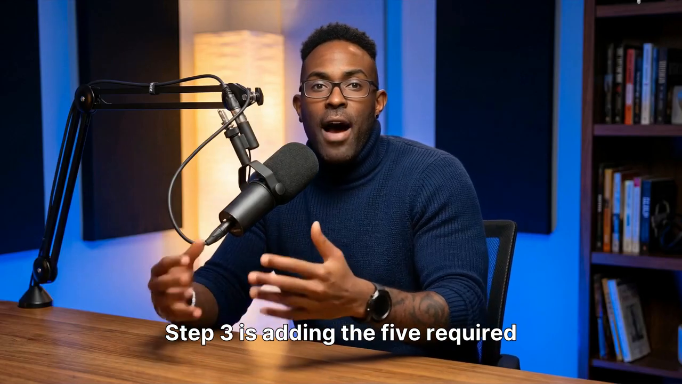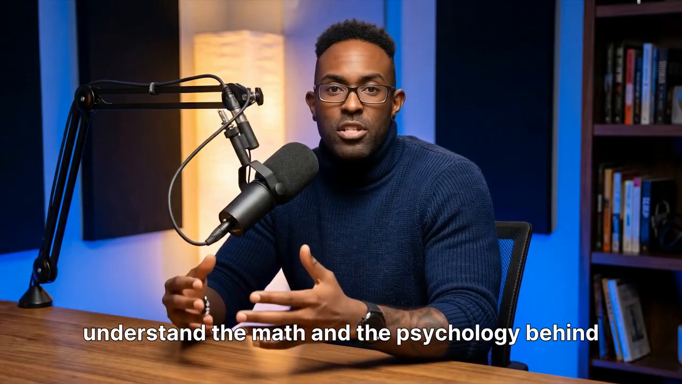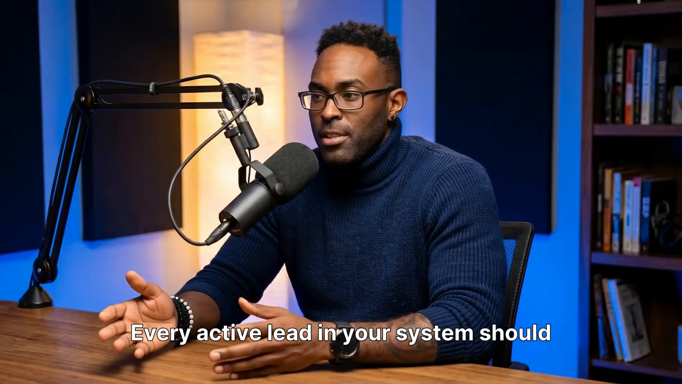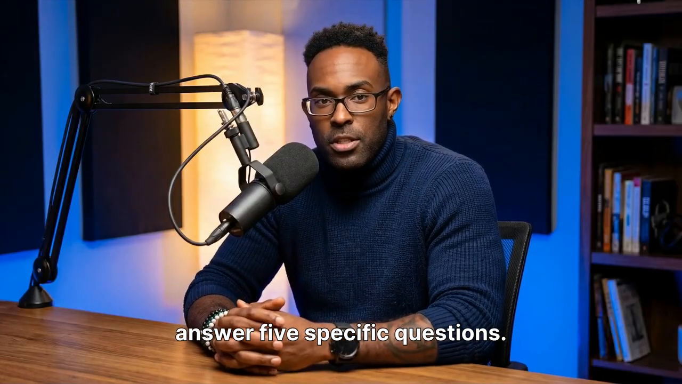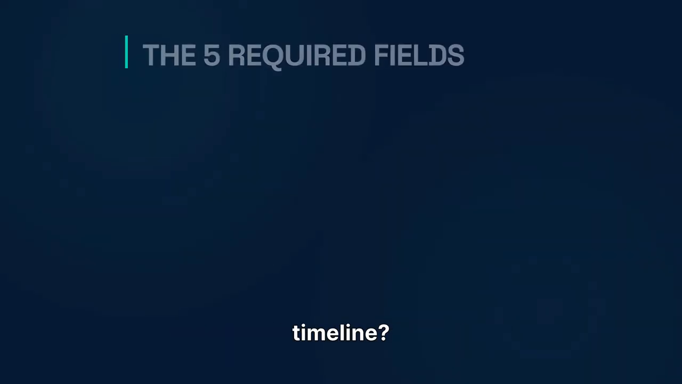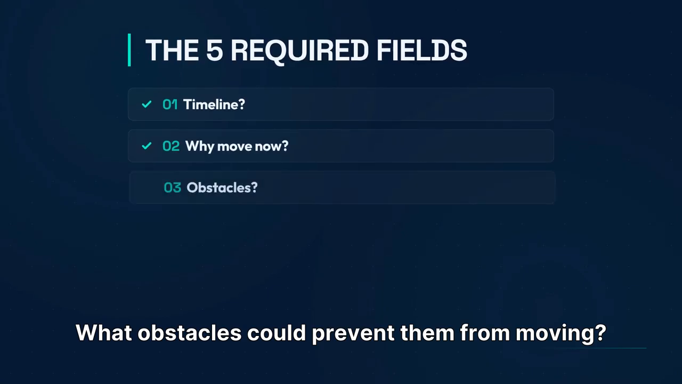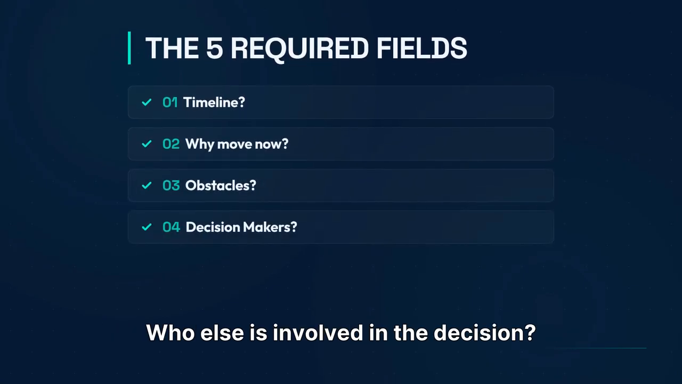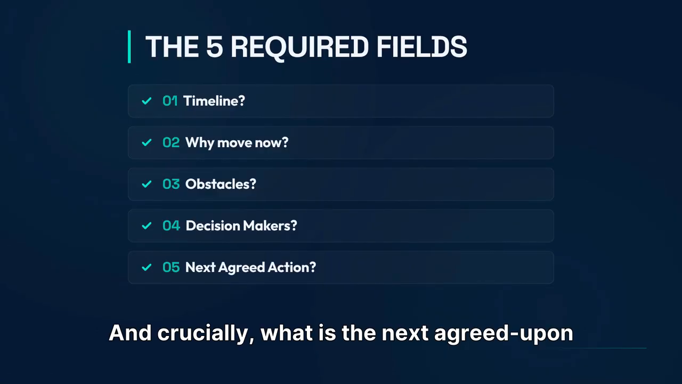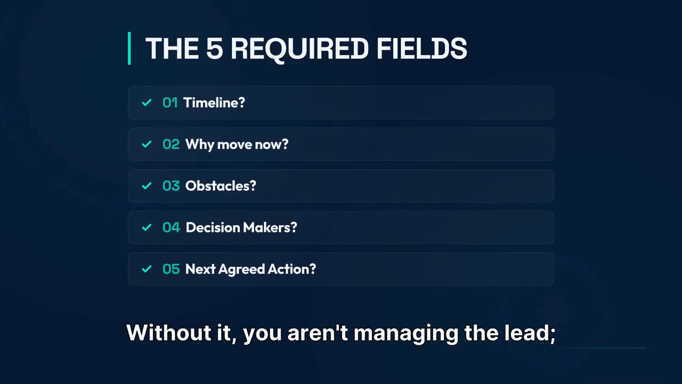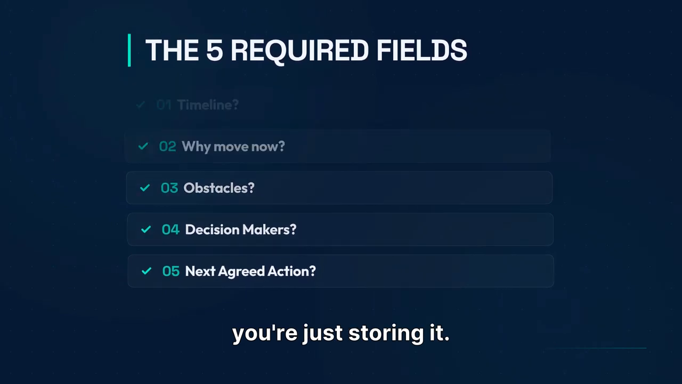Step 3 is adding the 5 required qualification fields. To manage a lead effectively, you must understand the math and the psychology behind their move. Every active lead in your system should answer 5 specific questions. You need to know, what is their timeline? Why are they moving now? What obstacles could prevent them from moving? Who else is involved in the decision? And crucially, what is the next agreed upon action? Every lead must also have a next contact date. Without it, you aren't managing the lead, you're just storing it.